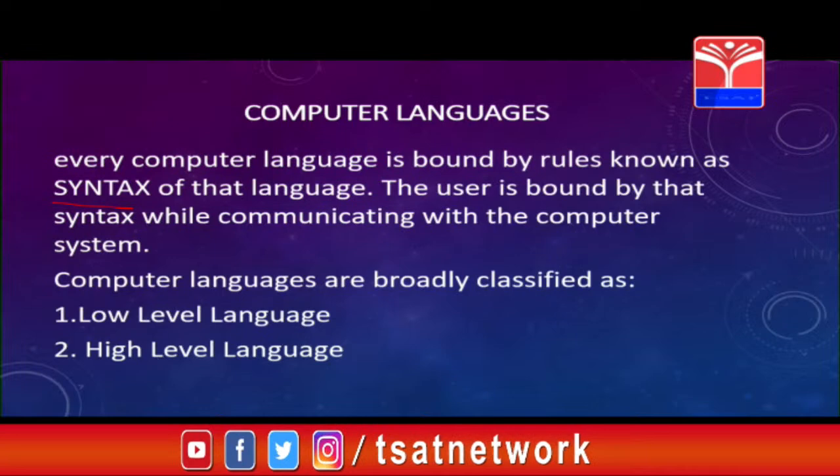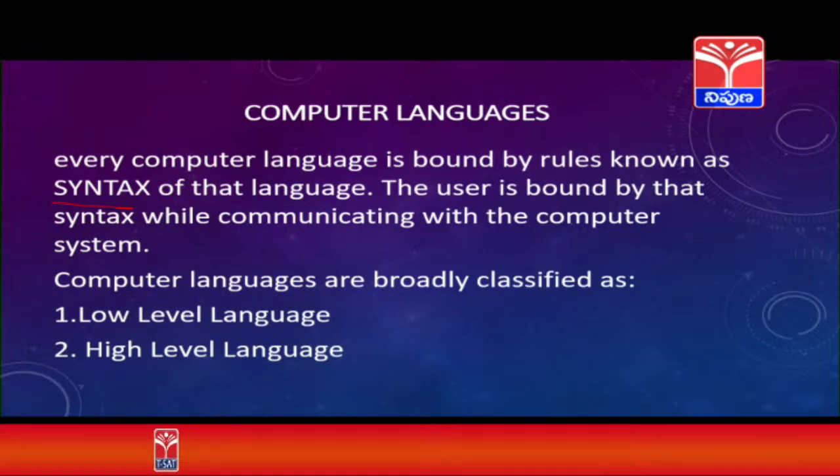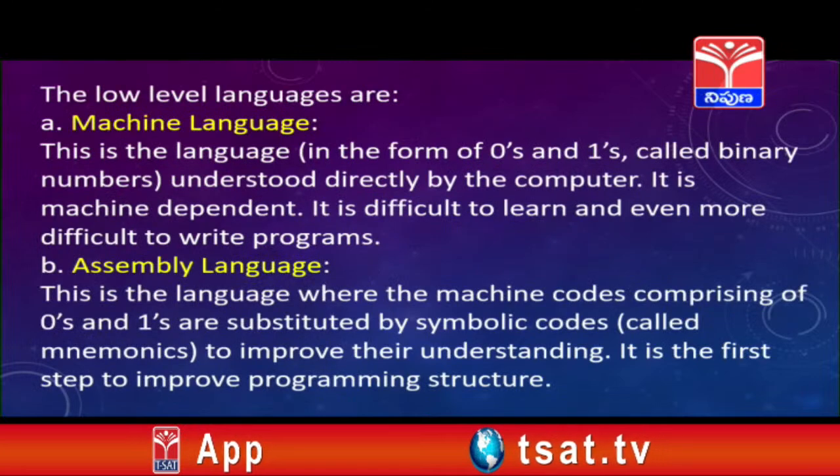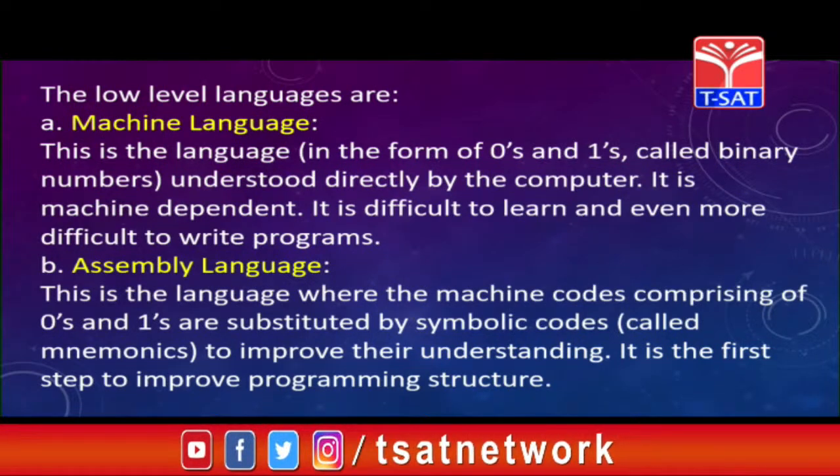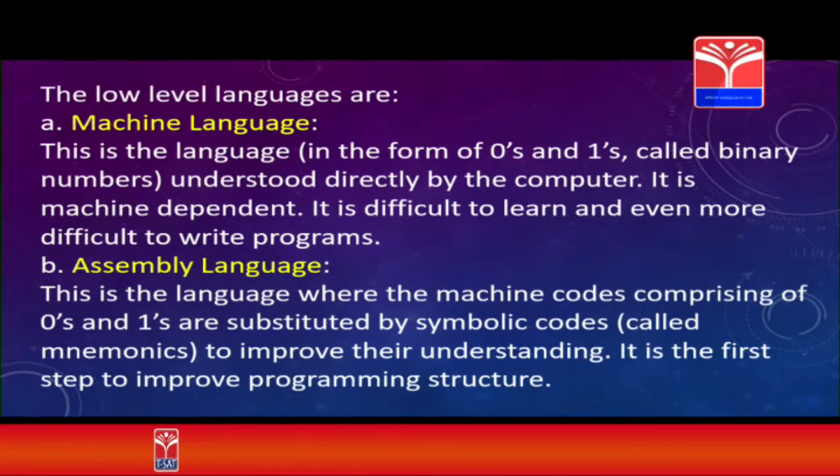So, the languages are of two kinds. One is a low level language, another one is a high level language. Now we discuss what is low level and high level language. The low level language means machine language. This is the language in the form of zeros and ones, called binary digits, because the computer can understand only the binary language directly. It is machine dependent. It is difficult to learn and even more difficult to write the program.